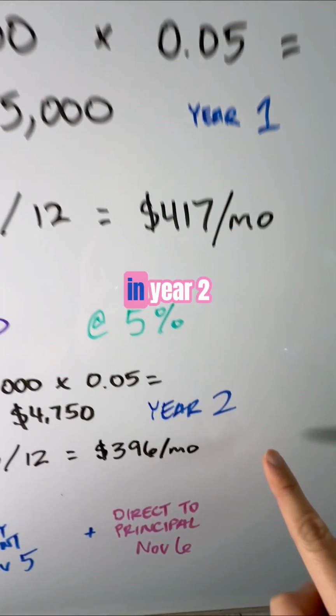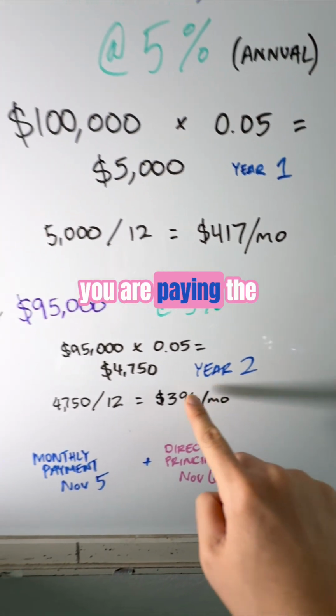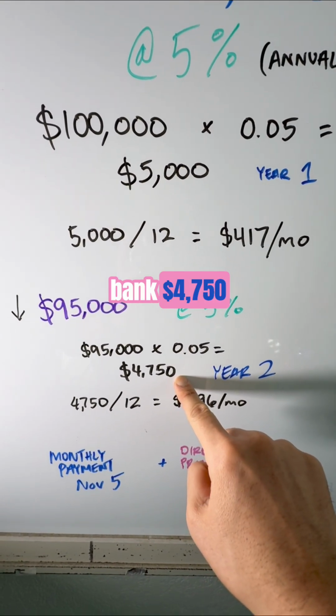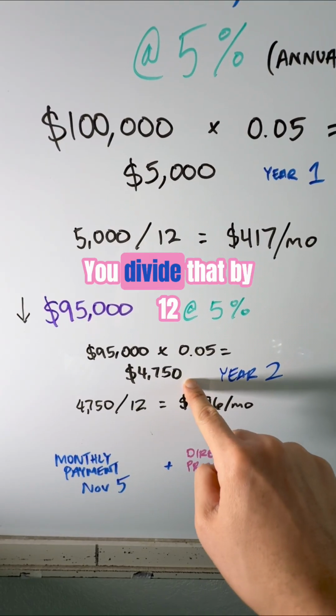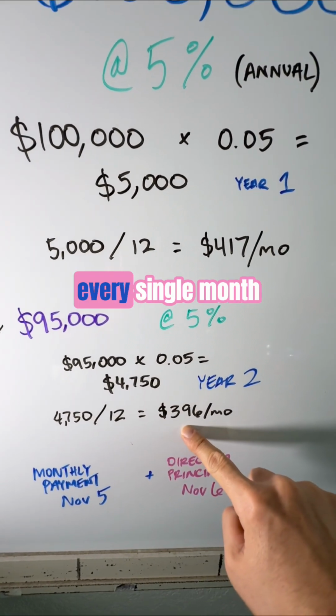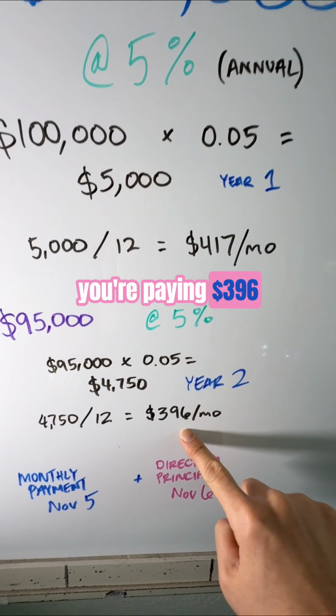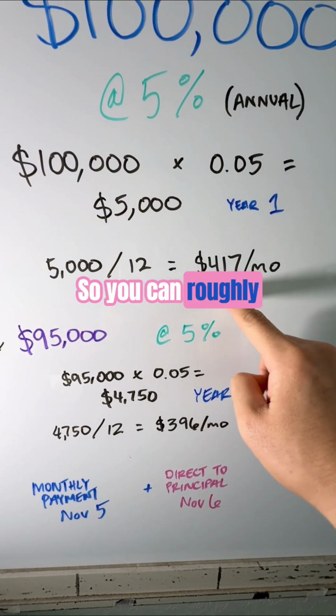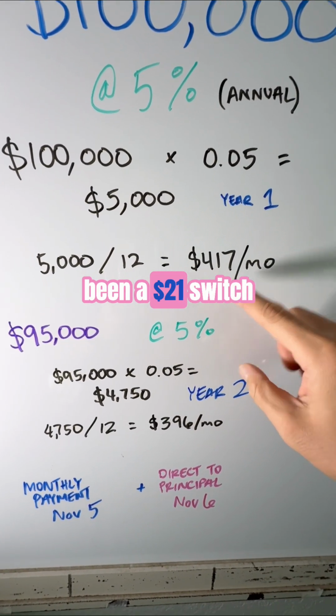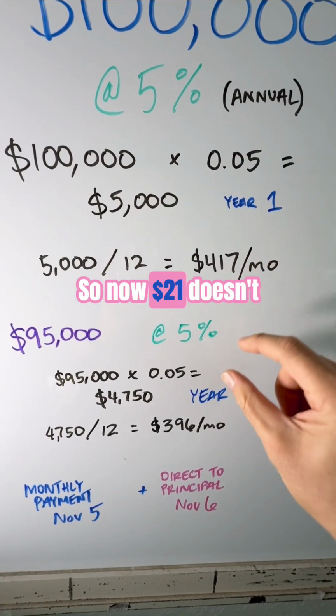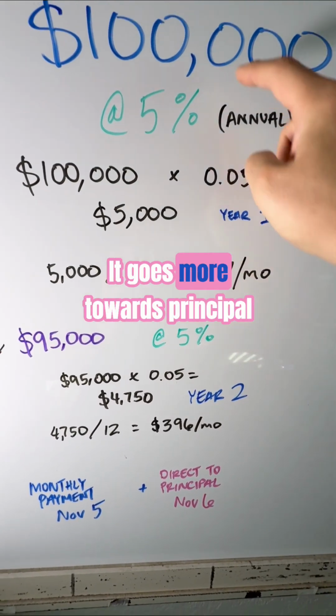So that means now in year two, you are paying the bank $4,750. You divide that by 12. Now every single month, instead of $417, you're paying $396. So you can roughly say that there has been a $21 switch. So now $21 doesn't go towards interest, it goes more towards principal.